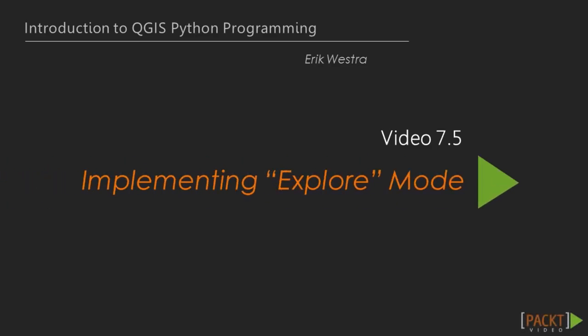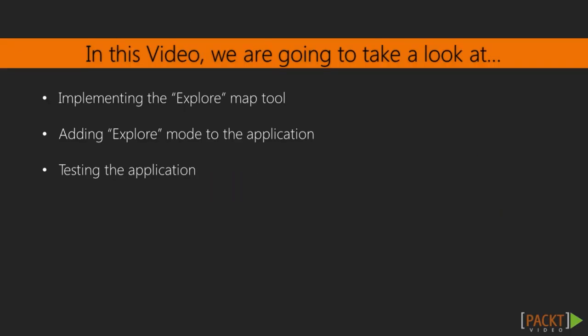In the previous video, we added panning and zooming to our application, as well as filtering landmarks based on the current zoom level. In this video, we will implement the final feature of our system, an Explore mode where the user can click to display information about a landmark. To do this, we'll need to implement a new Explore map tool, add support for the Explore mode within our application, and then link all the various parts together. Finally, we'll test our application to make sure that it works.